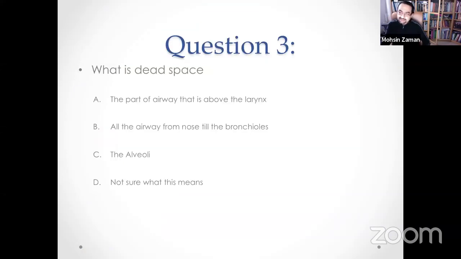But here's another concept that we need to make sure you understand, which is what is dead space? And again, the poll has now appeared, and if you can answer some of those questions, that'll be very kind of you.